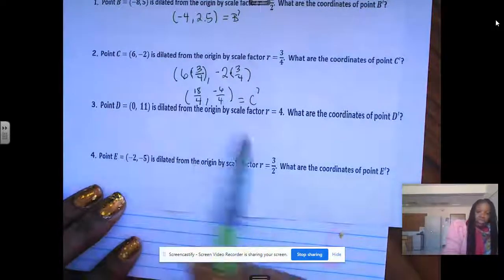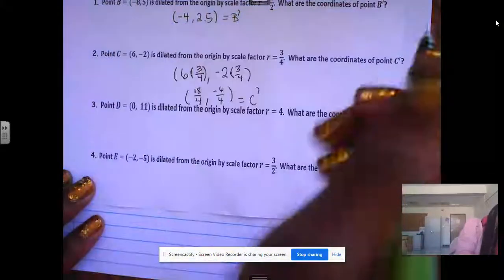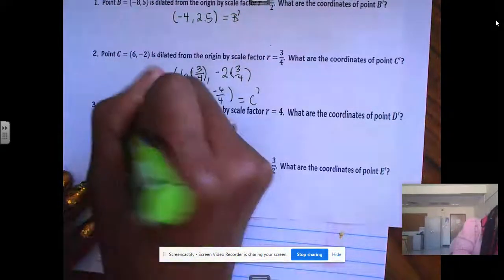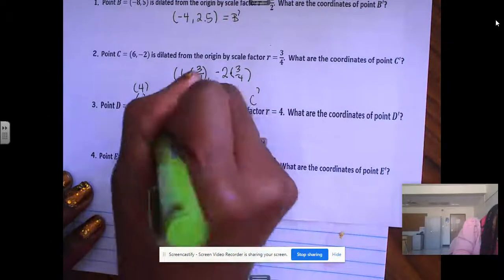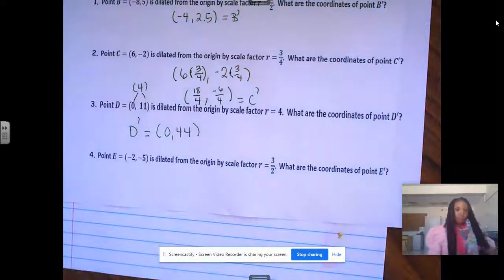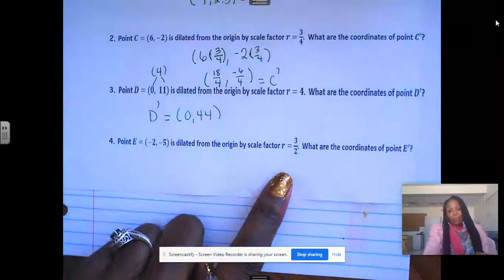So here, this is going to be an enlargement. So I'm dilating by scale factor 4. All I'm doing is multiplying everything by what? 4. So I'm multiplying both of these by 4. So my D prime equals 0 and 44. That was easy. And then here, this is an improper fraction.